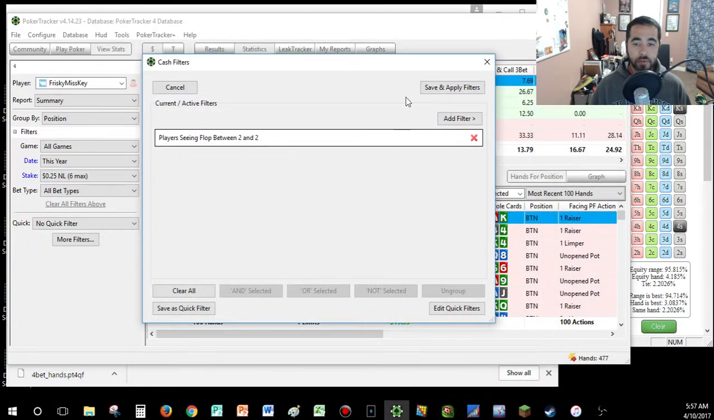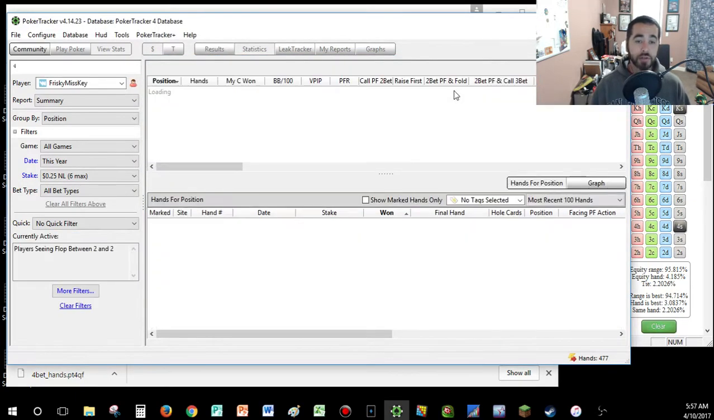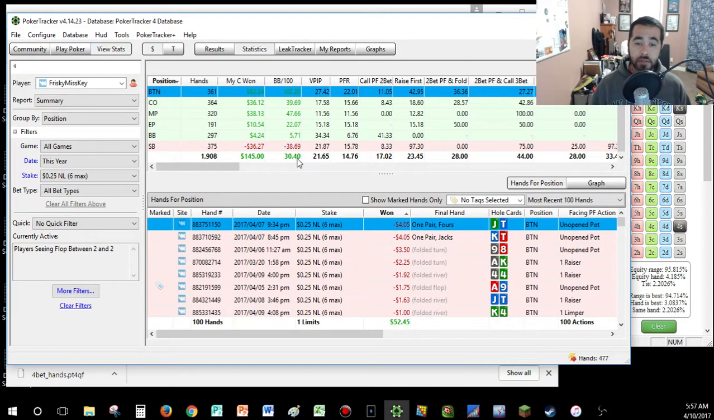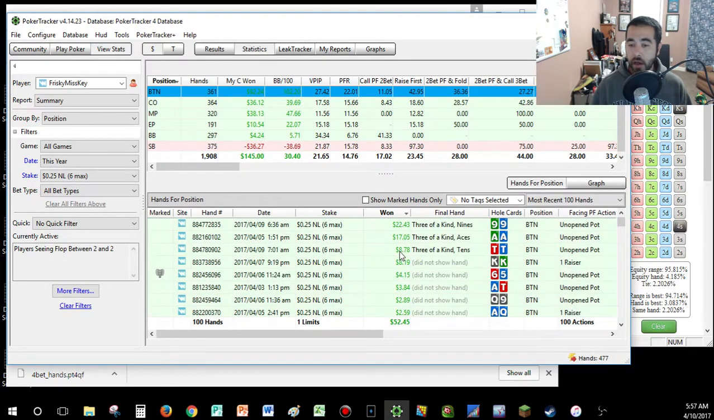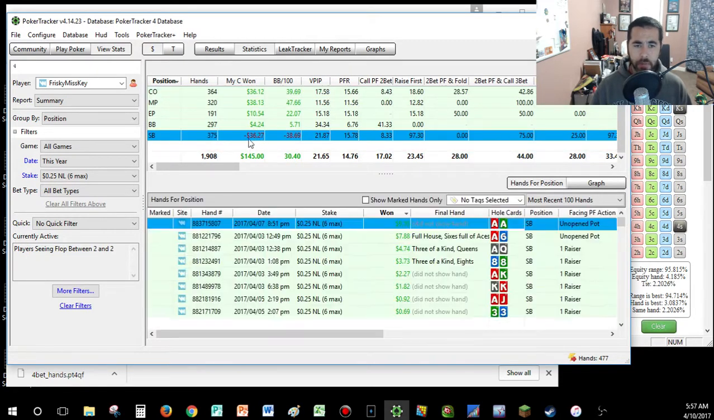Cool. So let's take a look at what this filter brings. My guess is I'm going to be pretty profitable when I get to heads up situations. 30, it's not too bad. Big blinds per 100 right there. So we can take a look at this. Sort by hand for one thing. Sort by money won or money lost. And then you can also look by position.